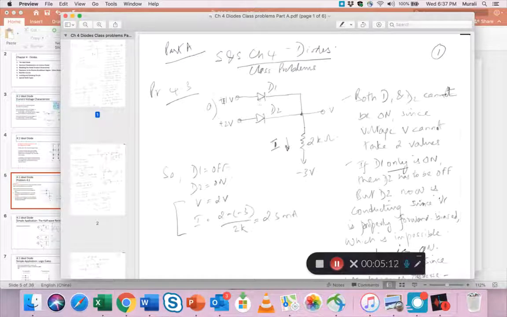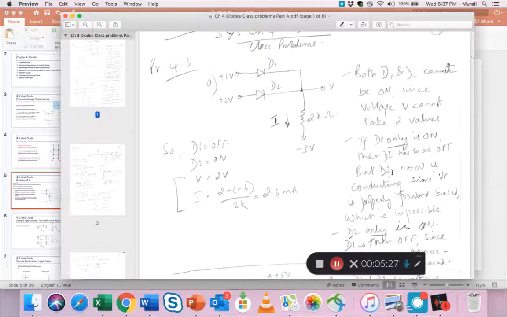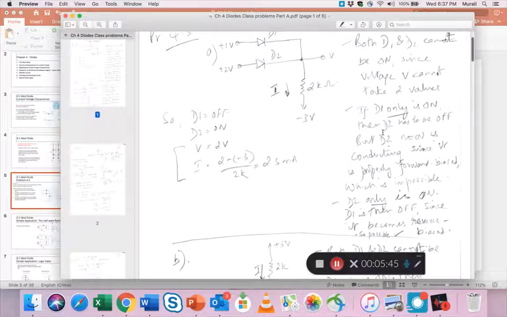If D1 is on, then 1 volt will come through, and if D2 is on, then 2 volts will come through. So this point V will have two different voltages, which is just impossible. So only one diode at a time can conduct. Now the question is, which diode is conducting? Because we need to find the current and the voltage. So we need to know what V is, and then we can find the current in the 2K resistor. So has the 1 volt come here or has the 2 volts come here? That's the question.